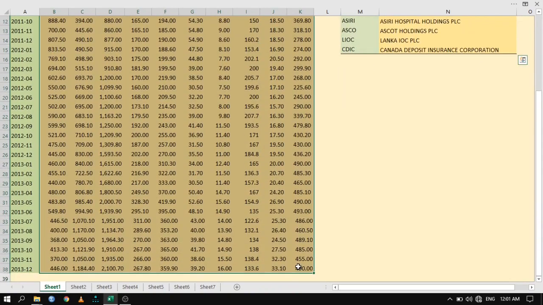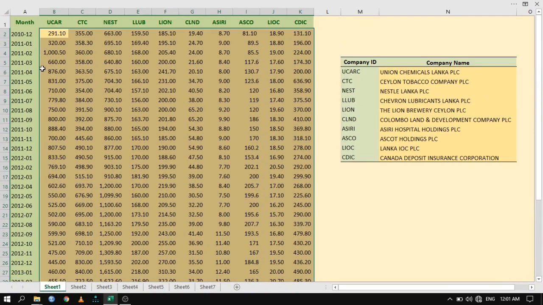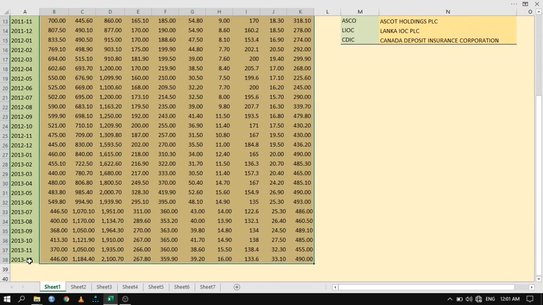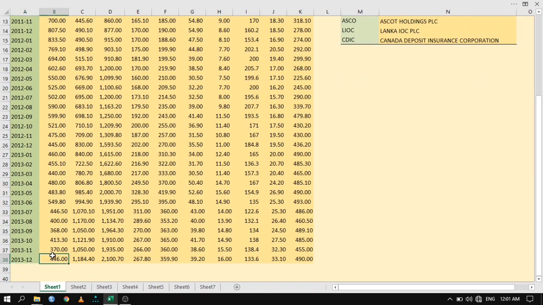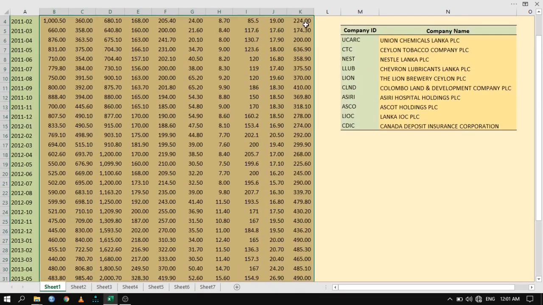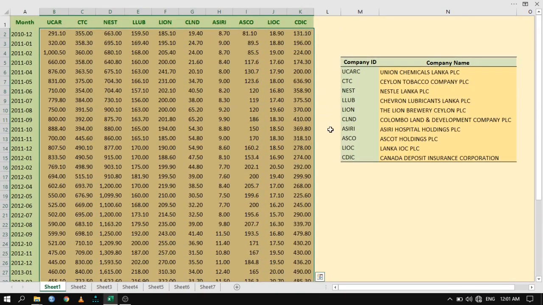These are actually monthly price data from December 2010 to December 2013. So altogether I have 3-year monthly data for all these 10 companies. These are actually closing prices.